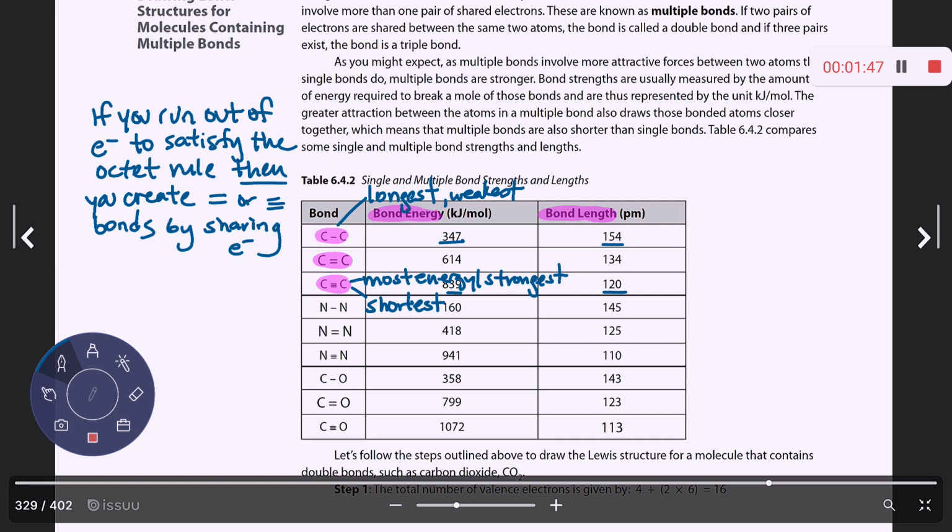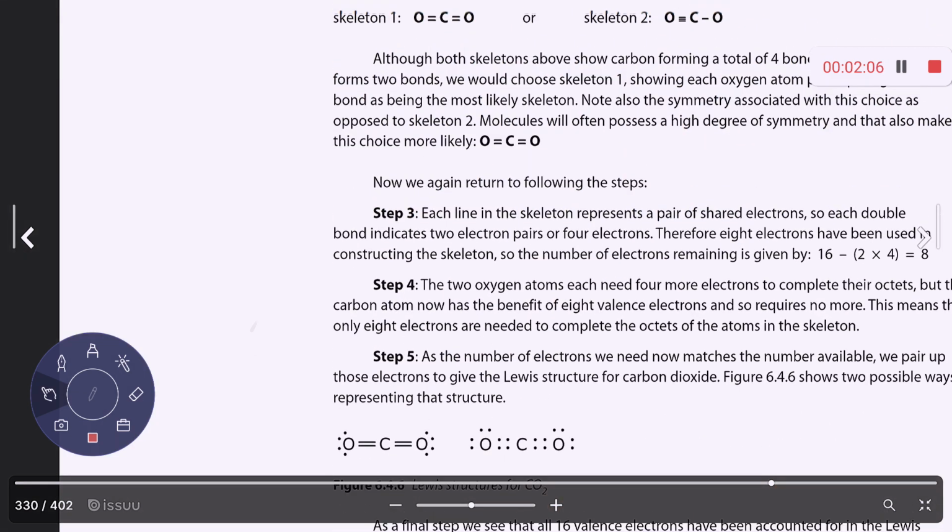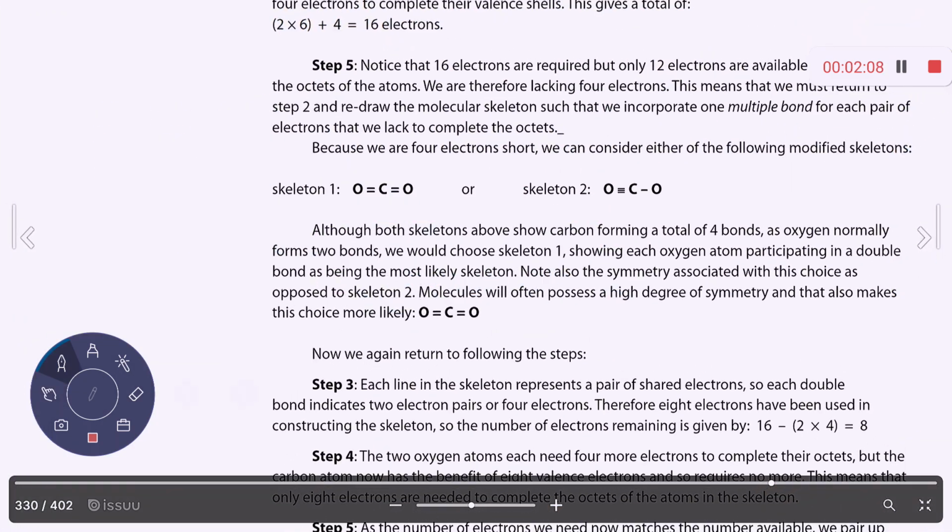Okay, so let's move on and let's go to the next page, and I'm going to show you how to create a double or triple bond when needed. Okay. We're going to start with carbon dioxide. So for carbon dioxide, we want to make it look symmetrical. So you put the carbon in the middle with the oxygen on either side, connect them with single bonds.